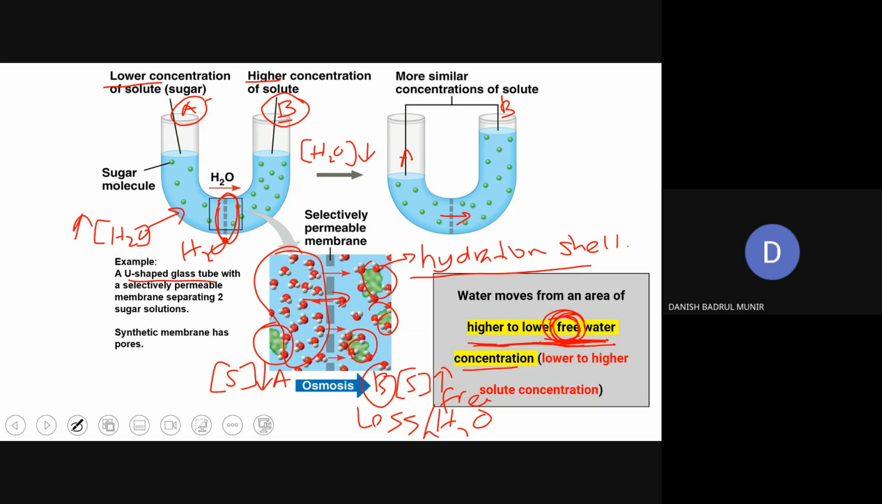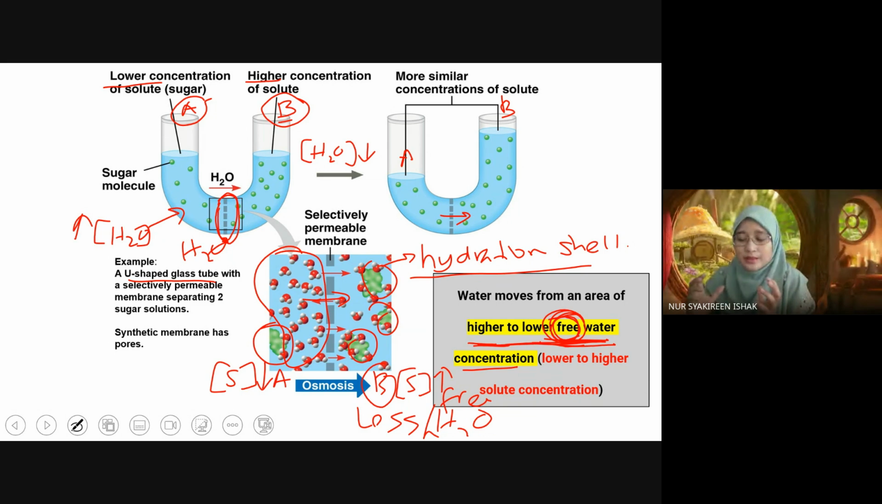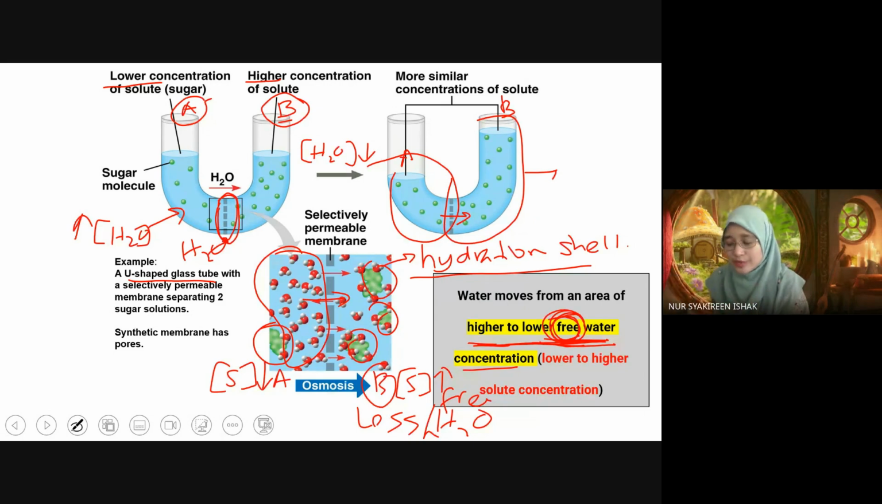Alright. So you have to look at the process really carefully. At the end of the process of osmosis, what do you get? You get two solutions that have the same concentration. Okay, so this is what we call equilibrium. So when equilibrium is reached, will there be any more movement of water?